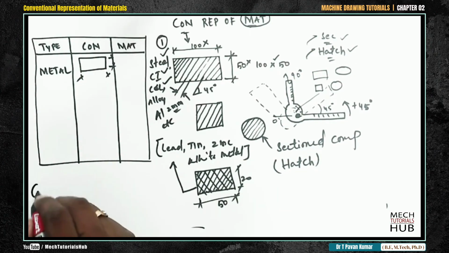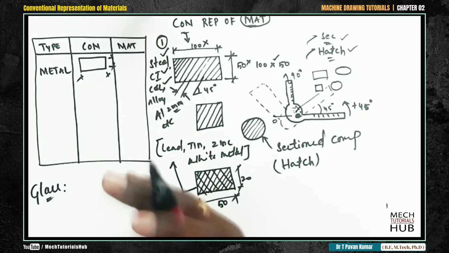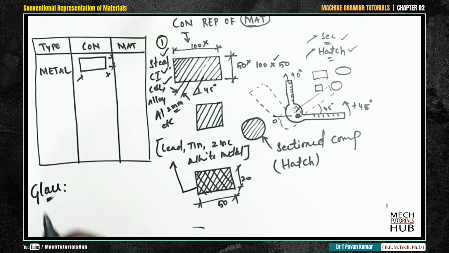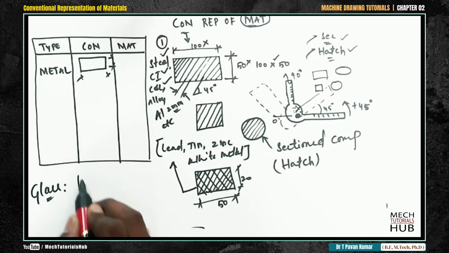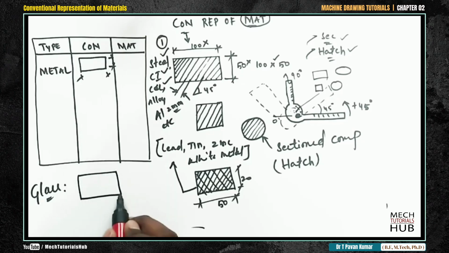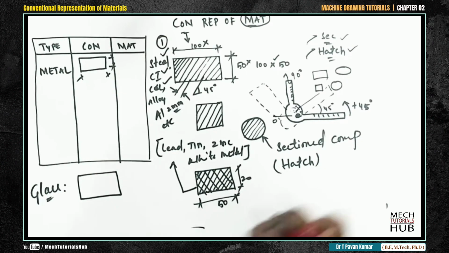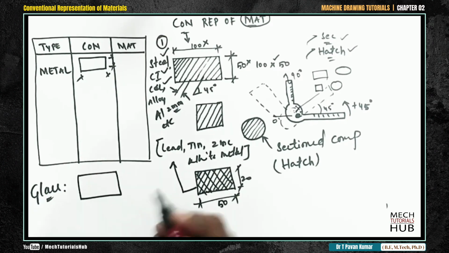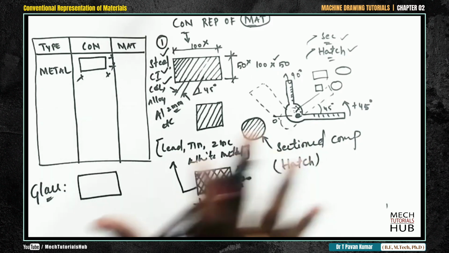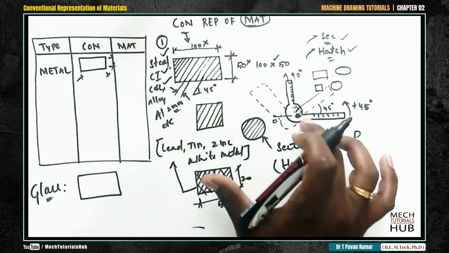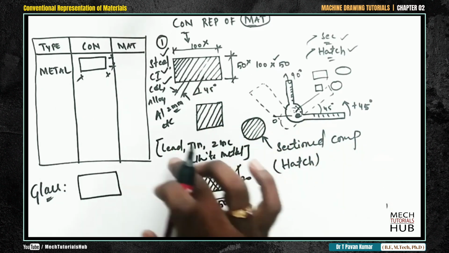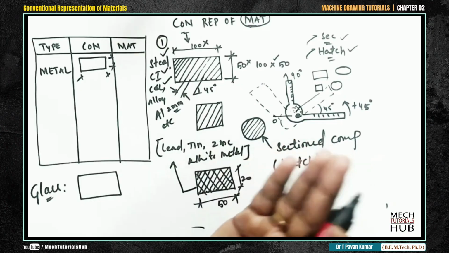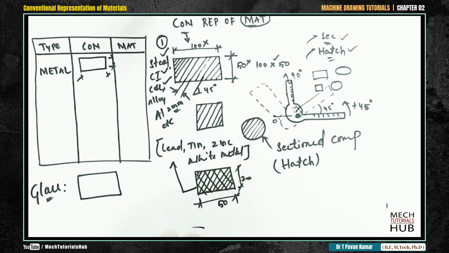If the sectioned component is a glass, what do you do? If the section is a glass, then again similarly draw a box of your convenient size. That could be 30 by 20, 50 by 60 or 100 by 50, whatever convenient space is available, followed by 45 degrees inclination again. For all the three we are maintaining 45 degrees. For lead, zinc and tin, we go with minus 45 and plus 45.